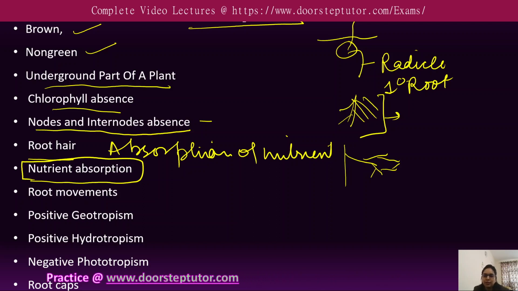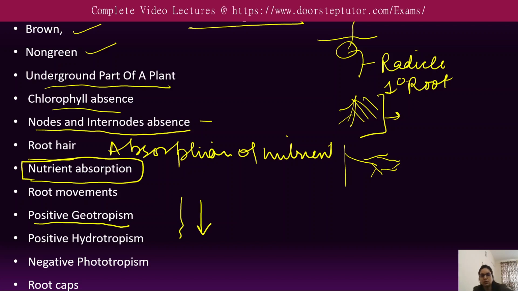The roots show different types of movement. Okay, what are the movements? First, they show positive geotropism. Why? Because root grows along the gravity, and gravity is always towards the ground. So it is positive geotropism, that is, the growth of the root is toward gravity. Positive hydrotropism means the growth of the root is toward the water.